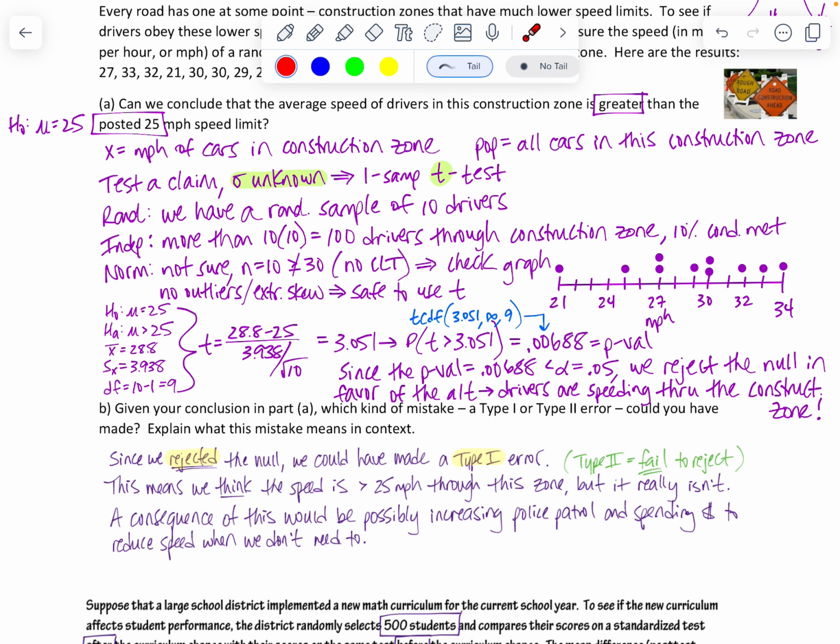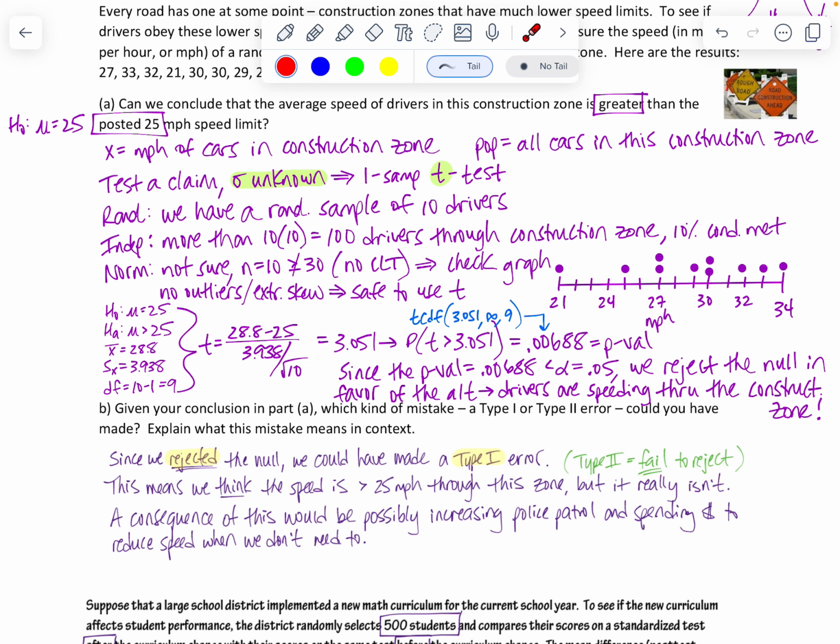Okay. Given your conclusion in part A, what kind of mistake, type 1 or type 2, could you have made, and explain what it means in context? We talked about that on day 1 of the chapter. This, my friends, is a beautiful summary. We have rejected the null, see, that's what we did up here. If I had failed to reject with a larger p-value, then that's what I would write right here. But since we rejected, that means by definition we could have made a type 1 error. Remember that a type 2 is when you fail to reject.